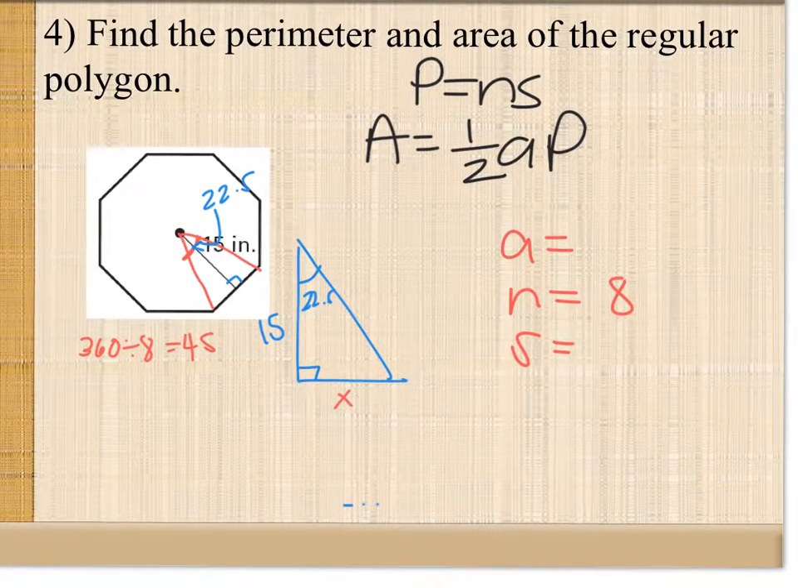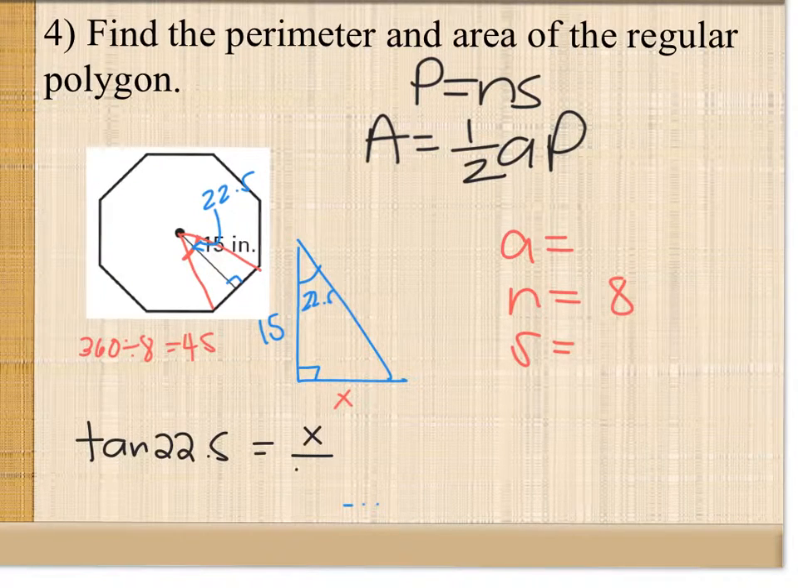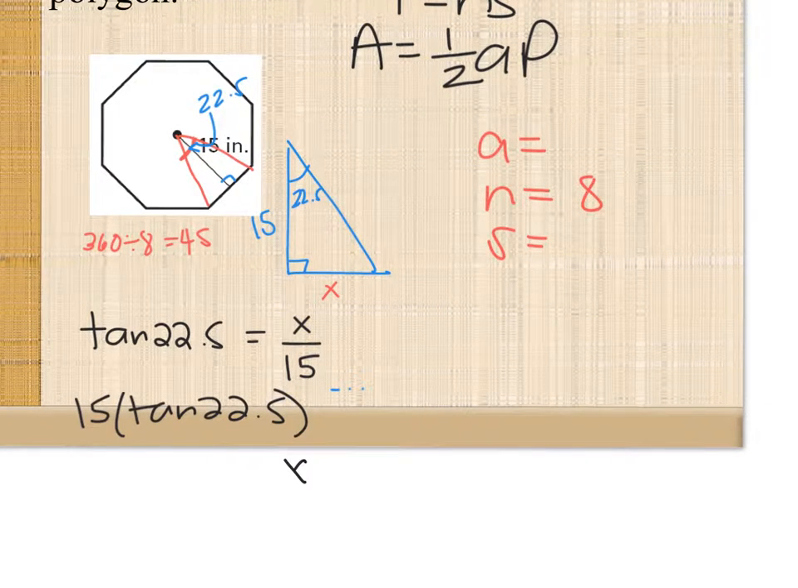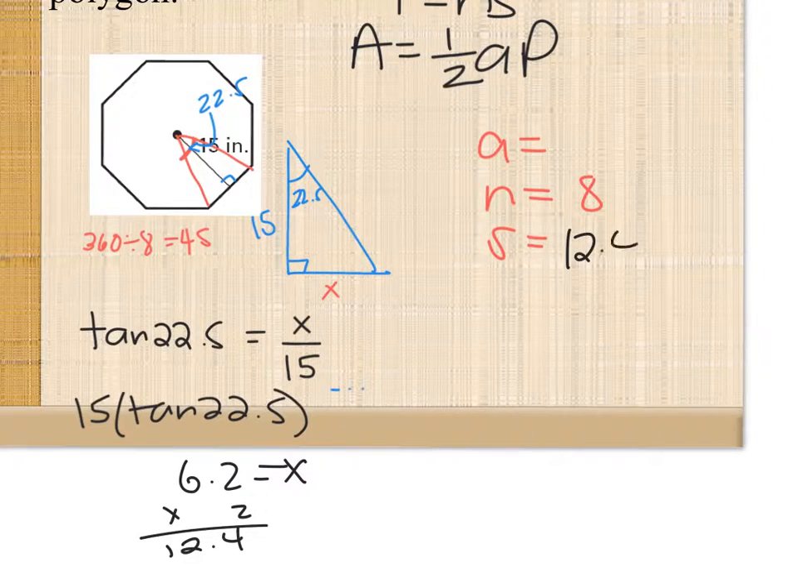Which trig function is that? Good. So the tangent of 22.5 equals x over 15. And then in the calculator, I would do 15 times the tangent of 22.5. And I get x is 6.213 and so on and so forth. But again, that's half my side length. So I would double it to get the s. And then the apothem's the one that they gave me, 15.